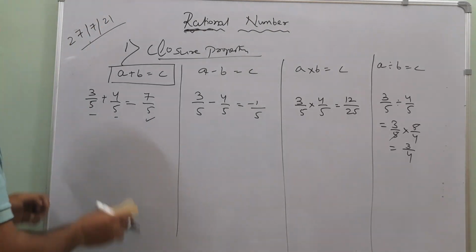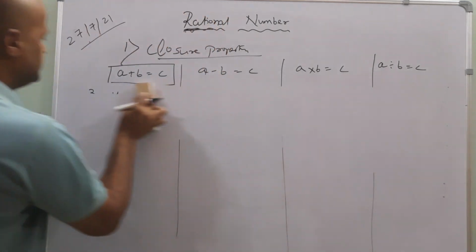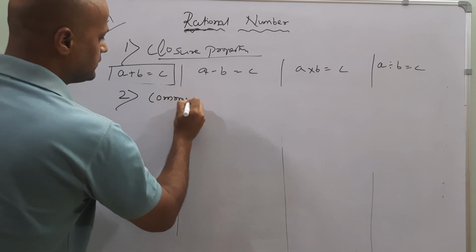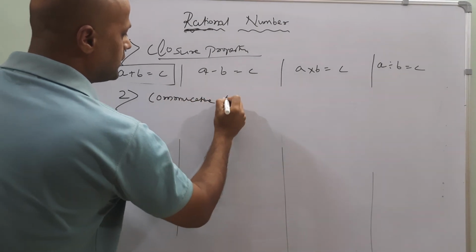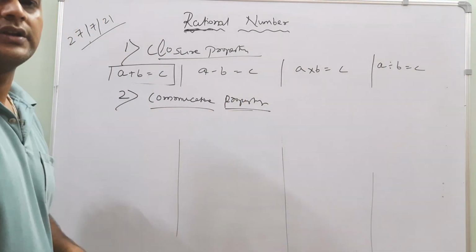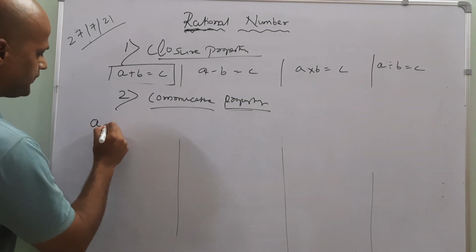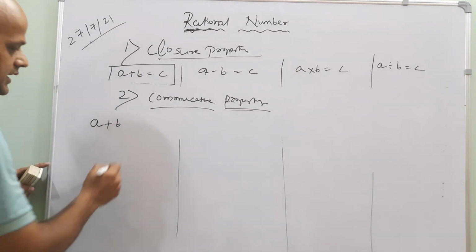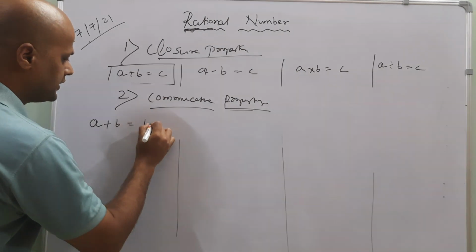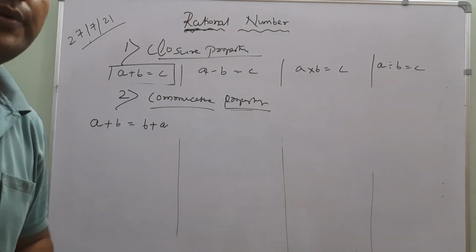Now come to the second property. What is the second property? The second property is called the commutative property. What is the commutative property? If two rational numbers are added, and after changing their positions the results are equal, then those rational numbers follow the commutative property.